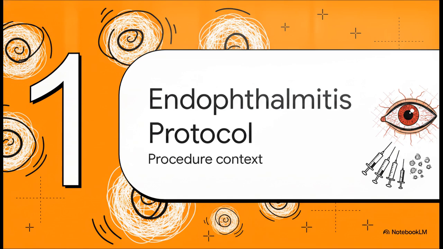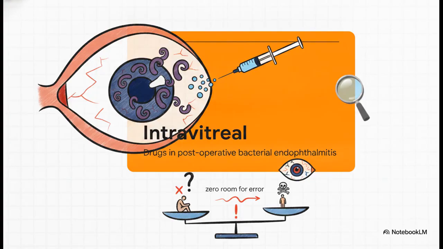We really need to establish the severe medical context of this procedure first. To really appreciate the wild level of precision required here, you have to understand the stakes we're dealing with. We are talking about postoperative bacterial endophthalmitis. This is a severe, potentially devastating infection inside the eye that can happen after surgery. To treat it, medical professionals use an intravitreal approach, meaning the medication is injected directly into the vitreous body, the actual fluid inside the eye.